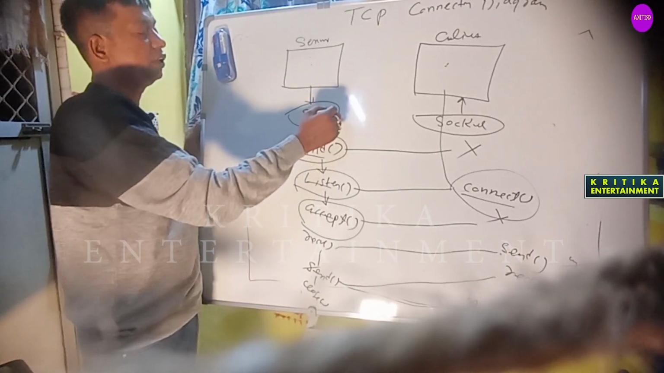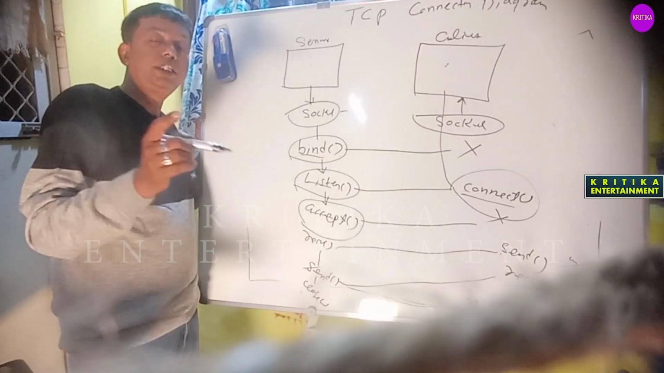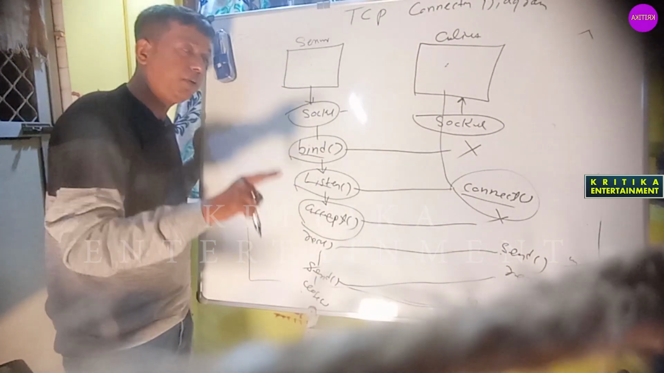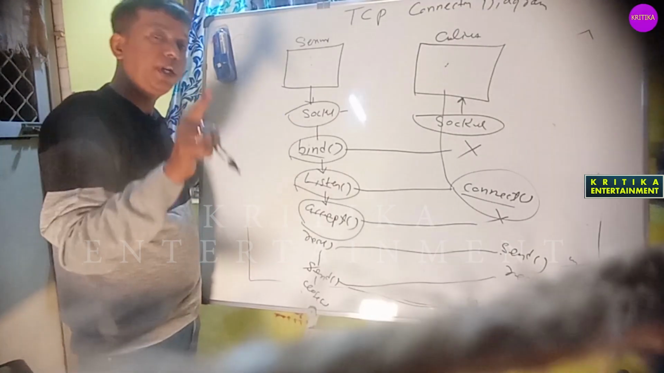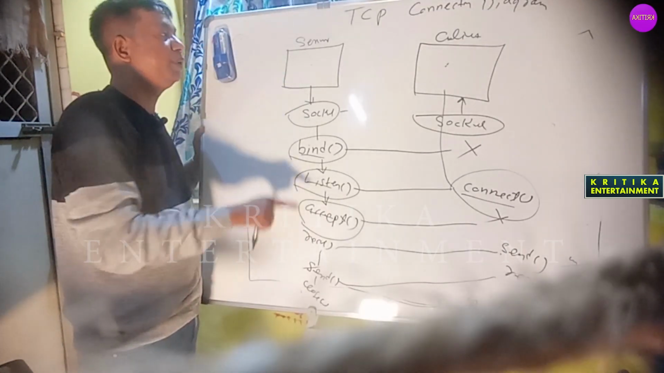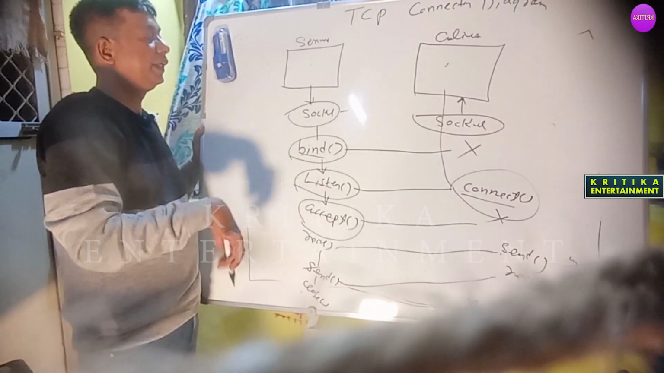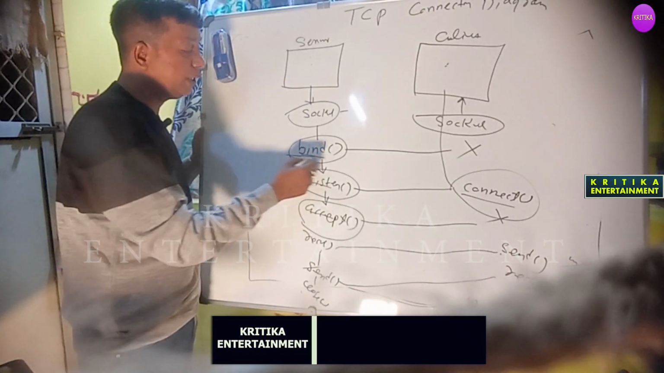First is socket. I have already discussed that it is an endpoint of communication between two devices across the network. Second, it is a temporary file. Third, it is a connection bridge between your application layer and transport layer. Okay, next, what is bind?